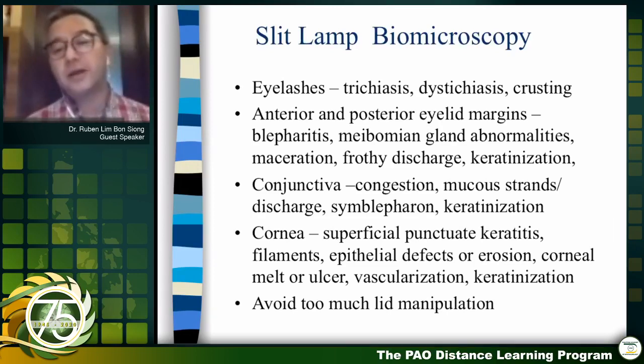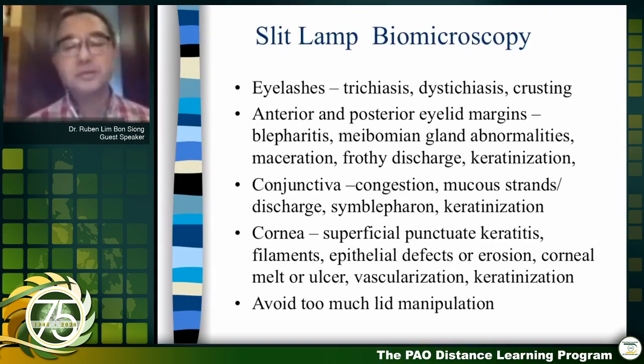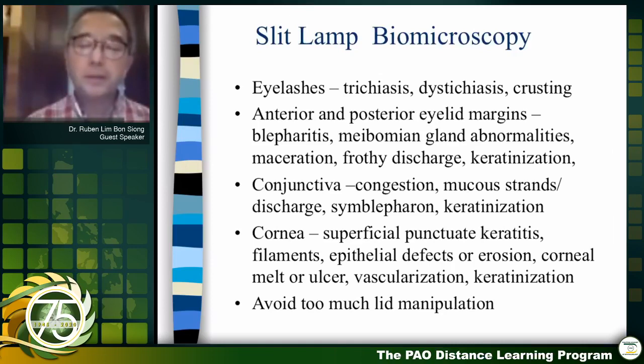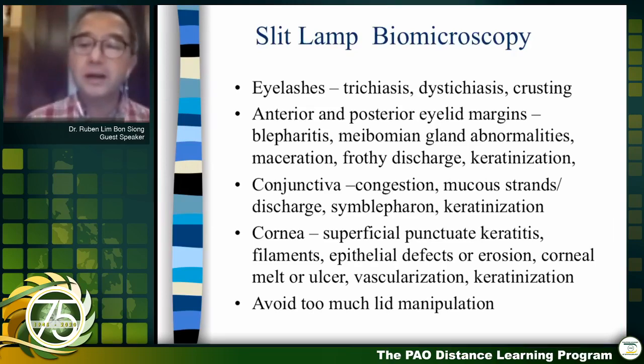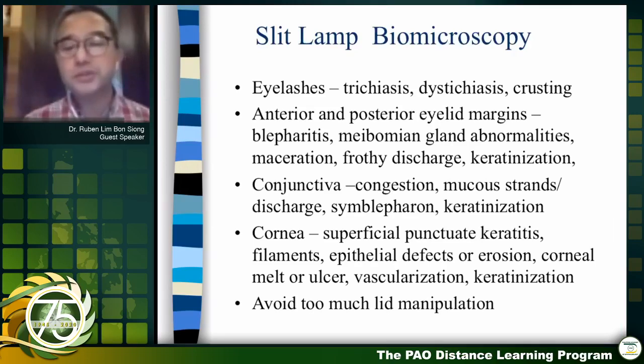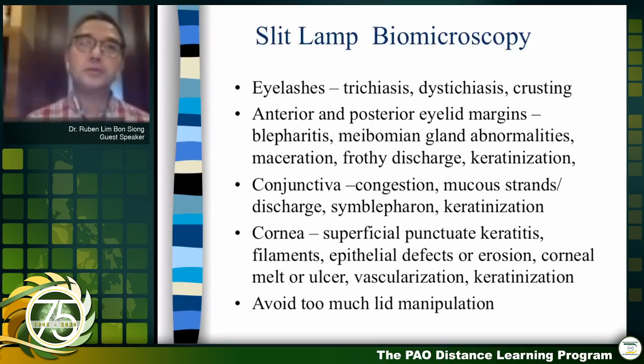If they have symblepharon or keratinization, then they might have cicatrizing disease, they might have a history of chemical burn or a history of SJS, or they might have OCP. Again, all these can cause dry eye problems. Cornea, look for punctate keratopathies, filaments, frank epithelial erosions. Very rarely, only in the severely dry, wherein there's no treatment or where there's exposure, will they develop corneal melt. Neovascularization and keratinization you usually see in those with chemical burns, and in SJS, where there is very severe ocular surface damage.